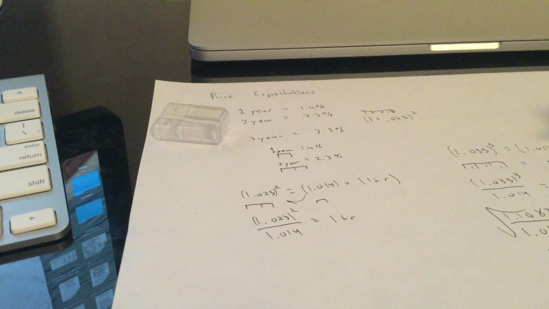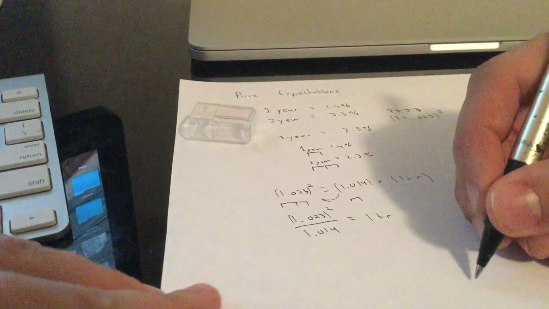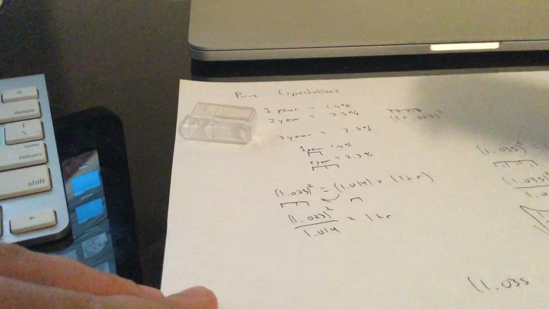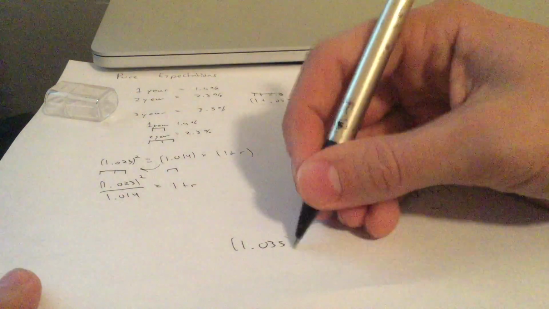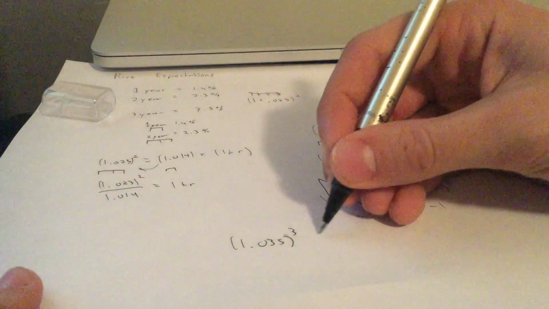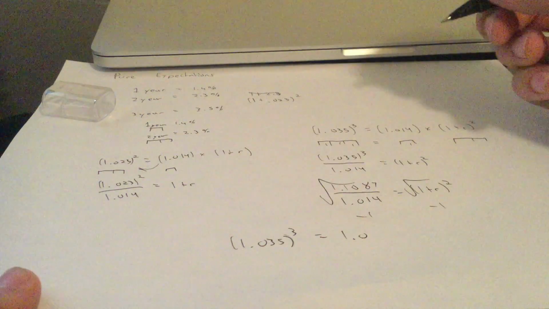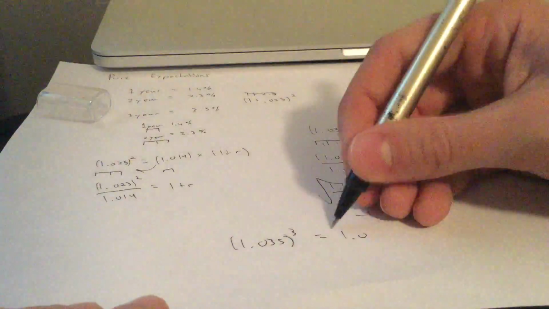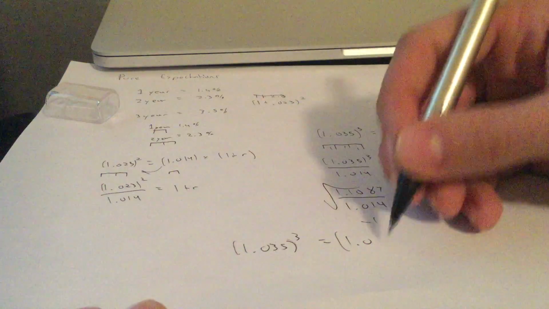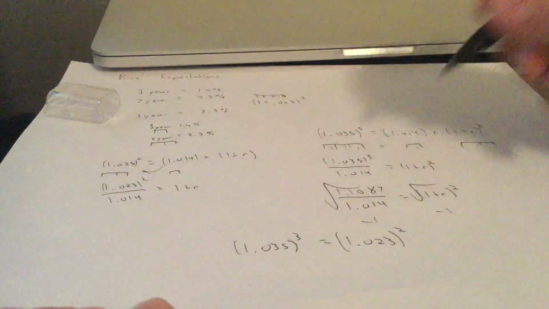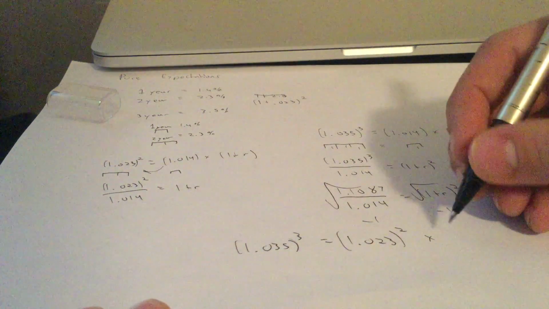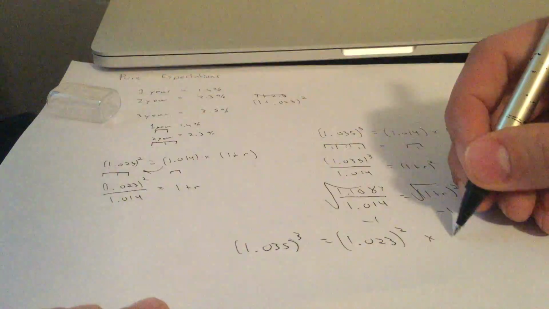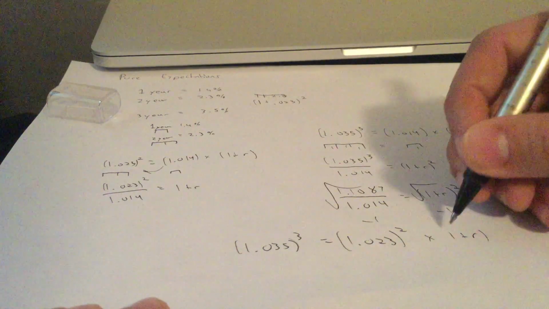Now I've only got a minute left, so I'm going to rush through the last one. What is the yield on a 1-year bond 2 years from now? Well, on the left side we're going to do the same thing: 1.035 cubed is equal to 1.0. Now it's asking about a 1-year T-bond 2 years from now. So over here, I'm going to put that value for the 2-year, which is 1.023 squared, times an unknown of a 1-year, which is going to be 1 plus r, just like that.